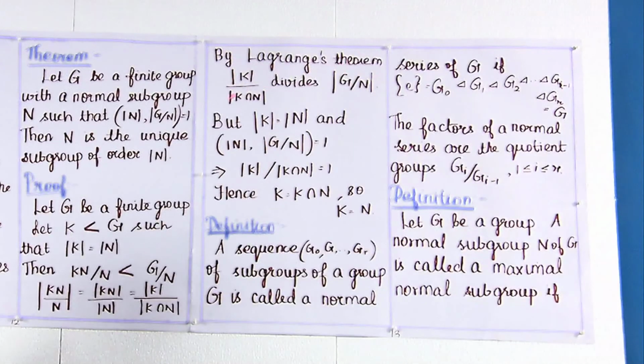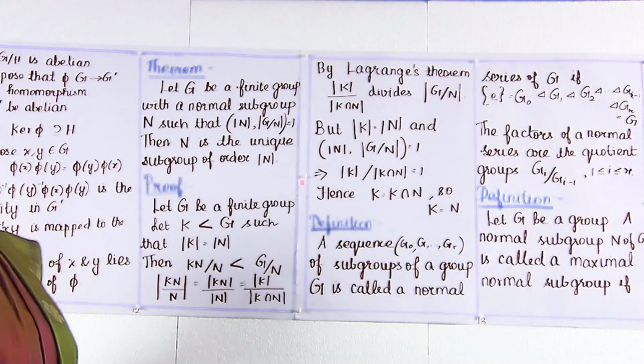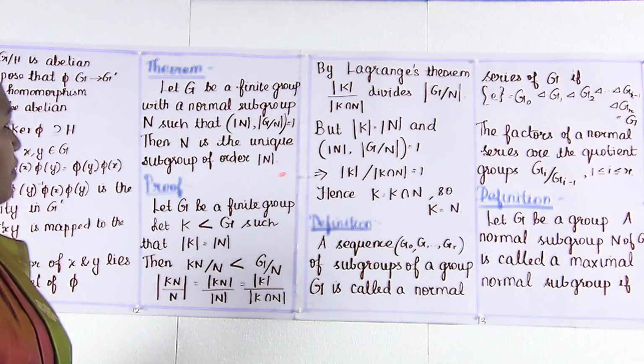By Lagrange's theorem, order of K by order of K intersection N divides order of G by N, but order of K is equal to order of N, and the GCD of order of N and the order of G by N is equal to 1. So, this implies that order of K by order of K intersection N is equal to 1, hence K is equal to K intersection N. So, this implies that K is equal to N, and therefore, we have proved that N is a unique subgroup of order N. K and N both have order N.